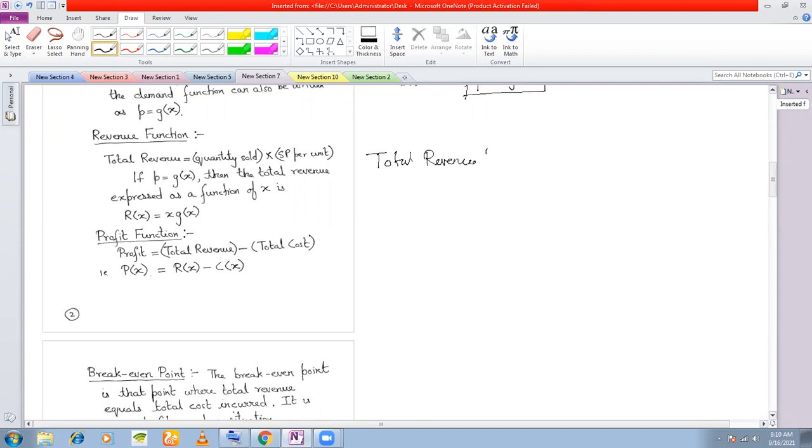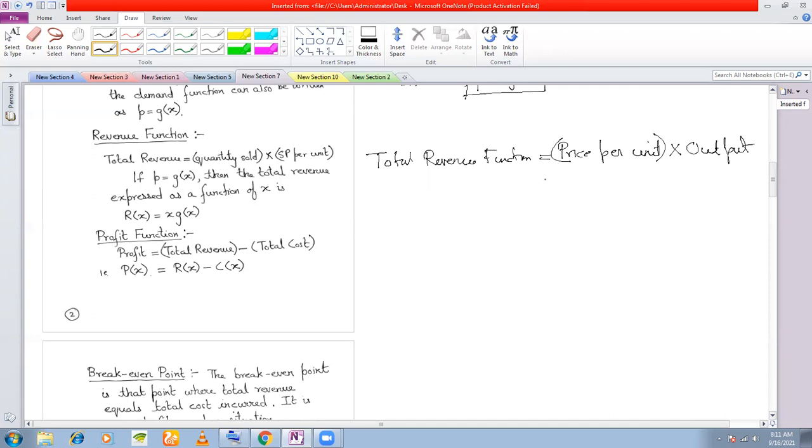Remember, total revenue function is equal to quantity sold into price per unit. So price per unit into output, you can say. Why output? Because you are producing as much as is demanded, right? You're not producing more, you're not producing less. So you are selling as much as you are producing, so you can call it an output.